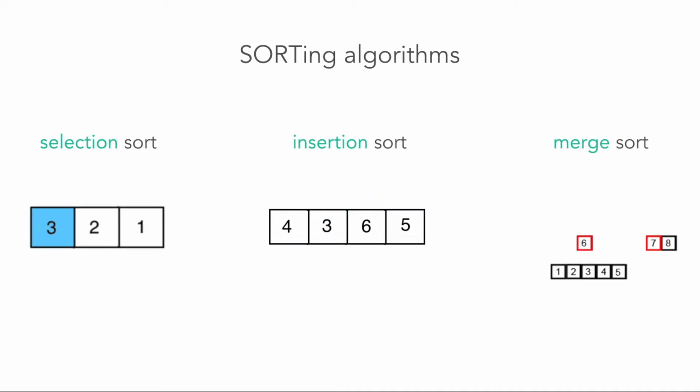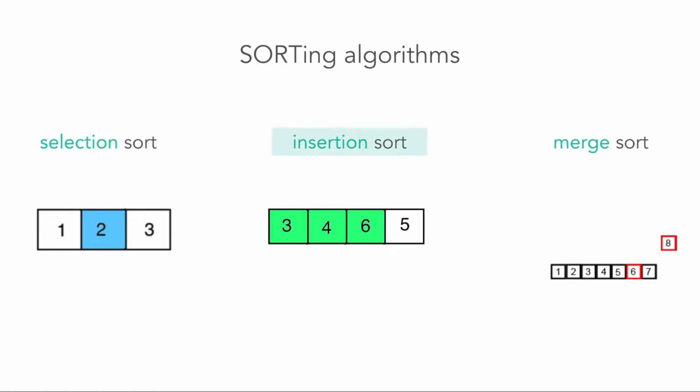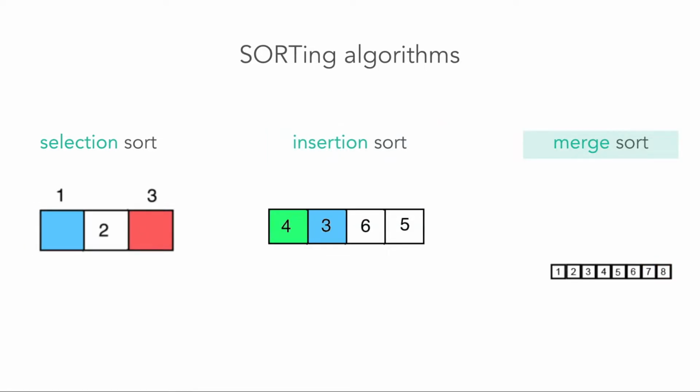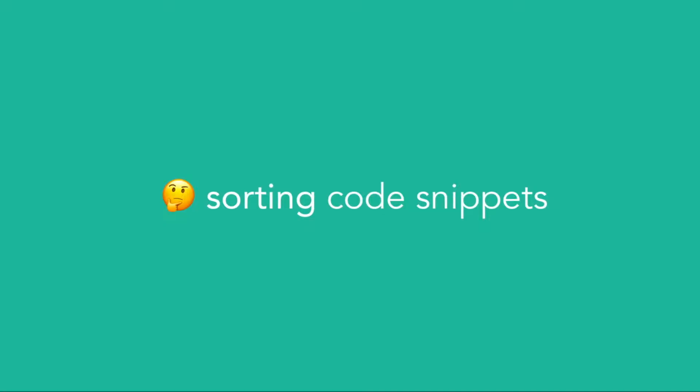There are three sorting algorithms you need to be familiar with: the selection sort, insertion sort, and merge sort. We will cover merge sort in Unit 10. Selection sort and insertion sort are iterative sorting algorithms that can be used to sort elements in an array or array list. When sorting elements in an array or array list, what might you notice in a sorting algorithm?